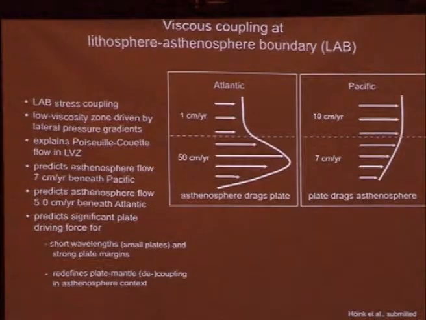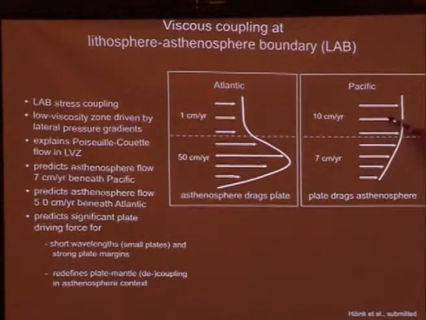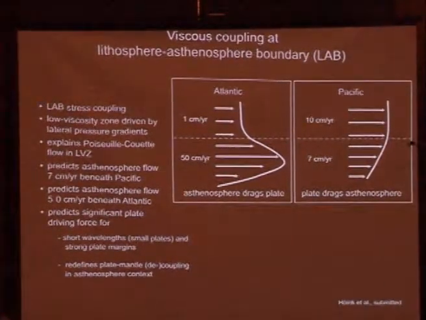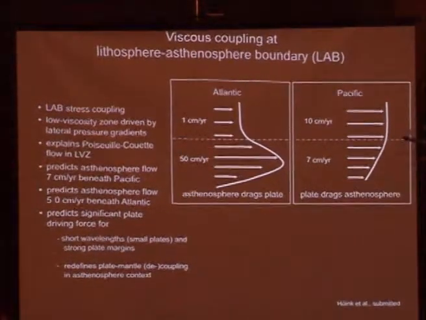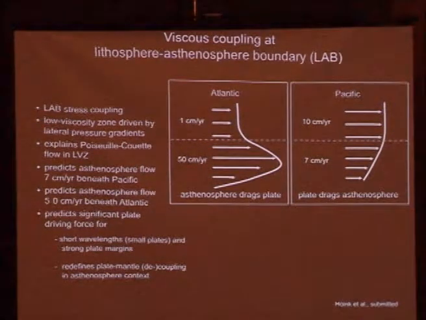And what this suggests is that underneath the Pacific, the asthenosphere goes at about 7 centimeters per year. And we know the Pacific plate is faster, maybe on average 10 centimeters per year. So this is your classical scenario, the classical plate tectonic system with a strong plate and a big old slab that's pulling on it and moving the plate. And the asthenosphere is at best sheared below.